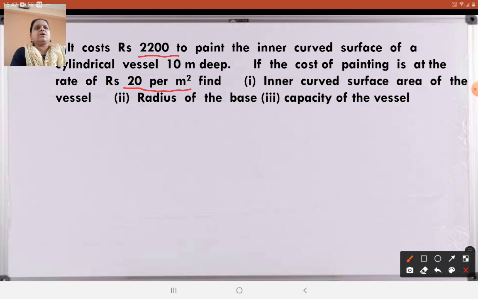So do you remember in surface area formulas how to find the cost of a painting? Do you remember what we used to do? That total cost equal to, yes, the curved surface area multiplied by cost per meter square. Do you remember this type of sums we have already solved?